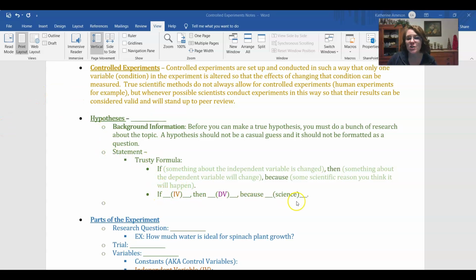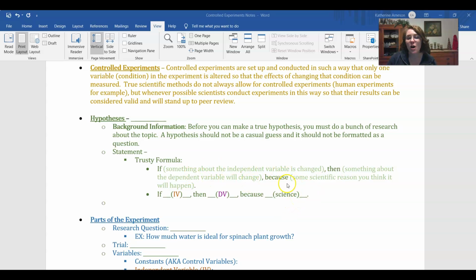This is the short version that I put, and I actually should have put it first, so you could write it down first. So the trusty formula for writing a hypothesis, it's not the only way to do it, but it will make sure that you do it right, is that you're going to have to say if, and then something about the independent variable, then something about the dependent variable, because of some kind of science reason.